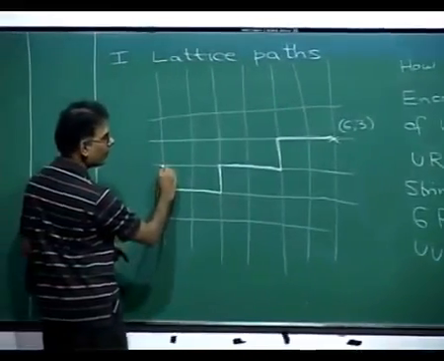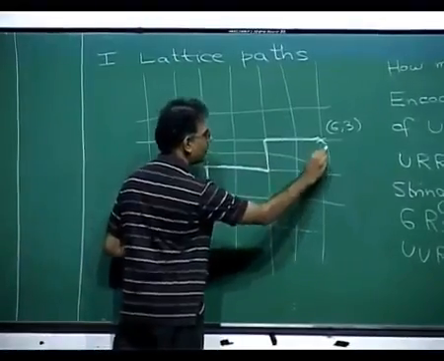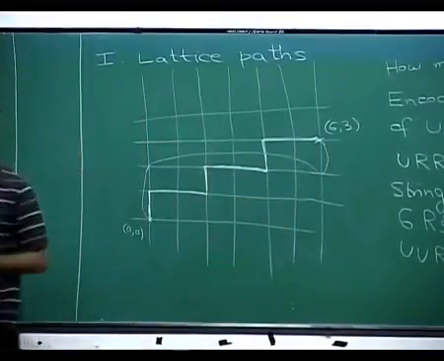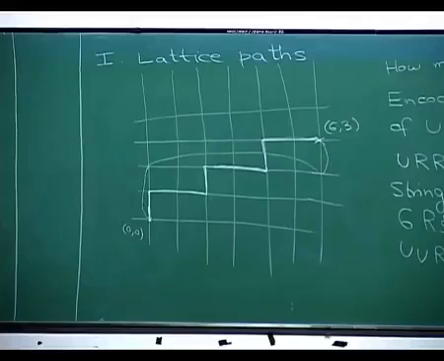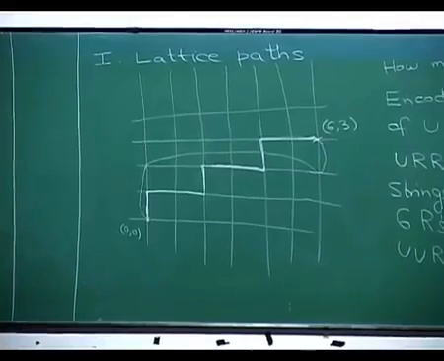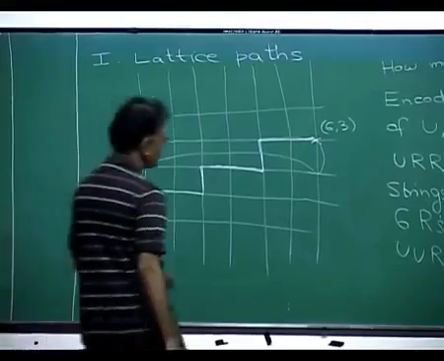Go twice up and then go completely here and then go there. It will give you a path. So essentially you are only counting strings of 6 U's and 3 R's. How many such strings are there? And that is a very easy question to answer.